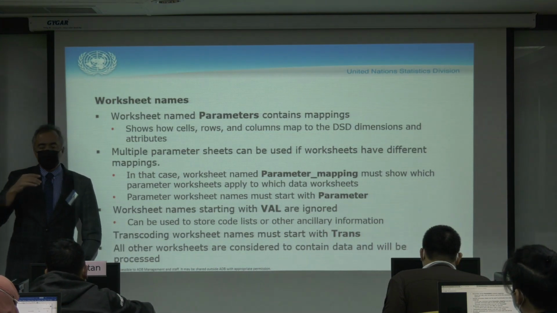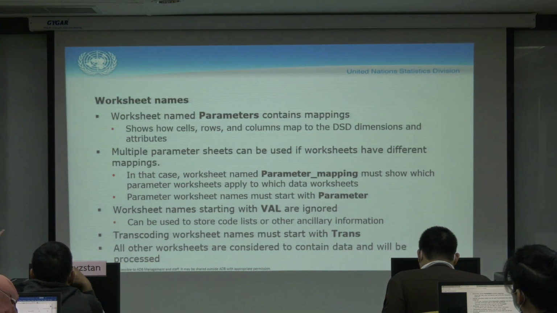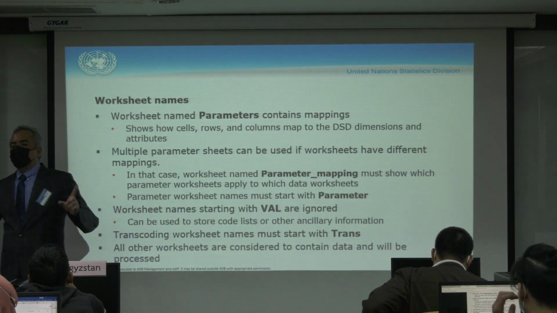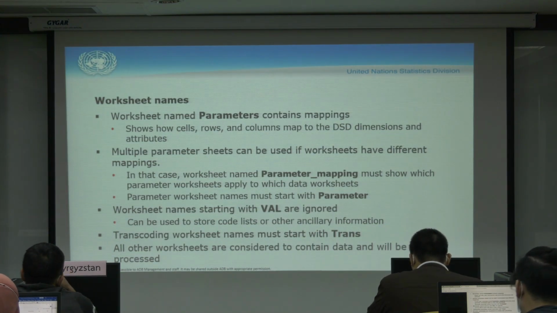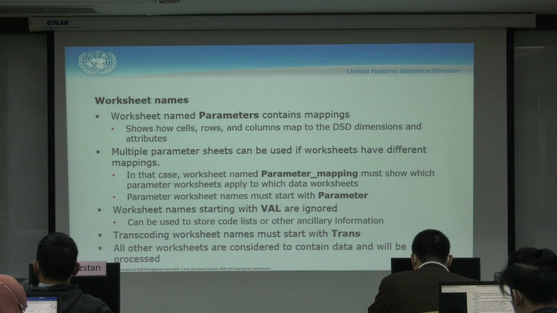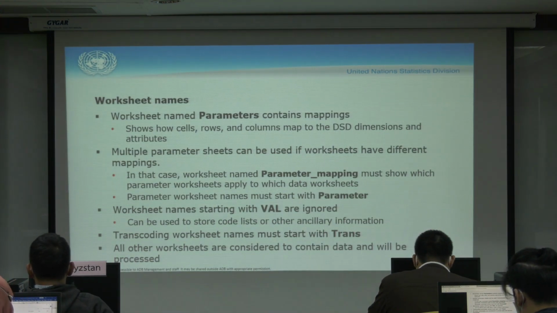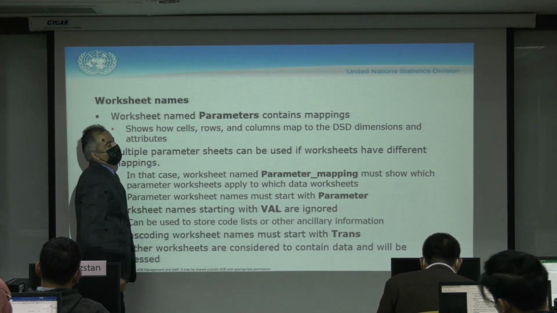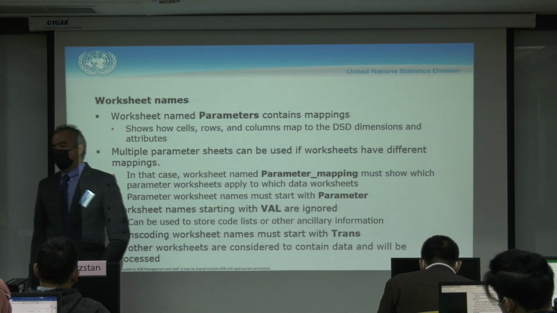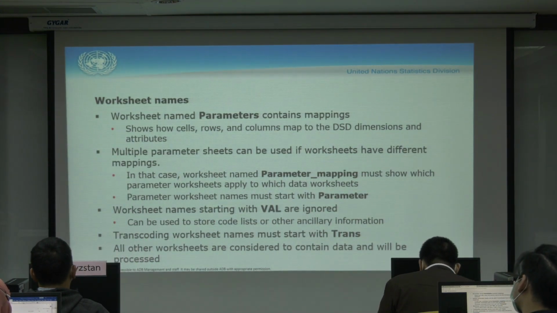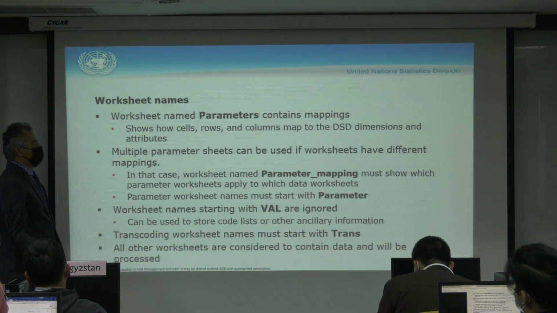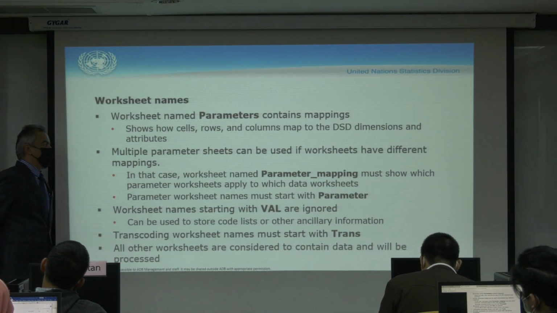So if you have 5 data worksheets and a single parameters worksheet, then that worksheet needs to be named parameters. Since you are using only one parameters worksheet, that implies that all of your data worksheets have the same layout and structure. What that worksheet contains is the information that shows how rows, columns and cells of your data map to the data structure definition.